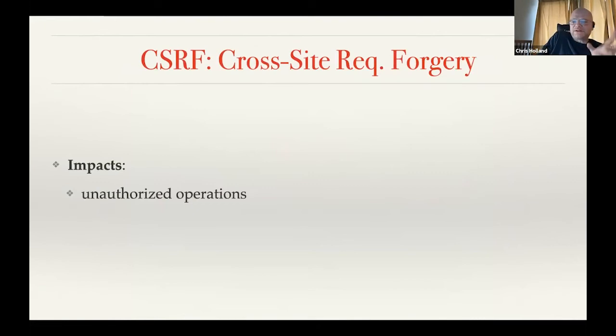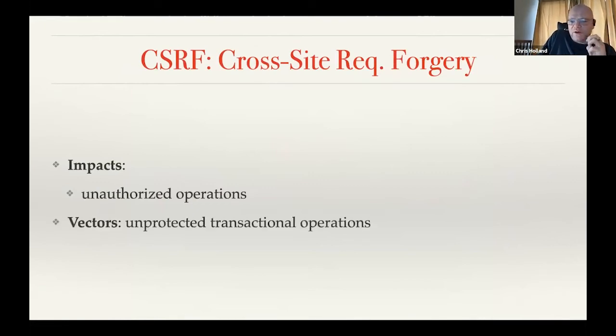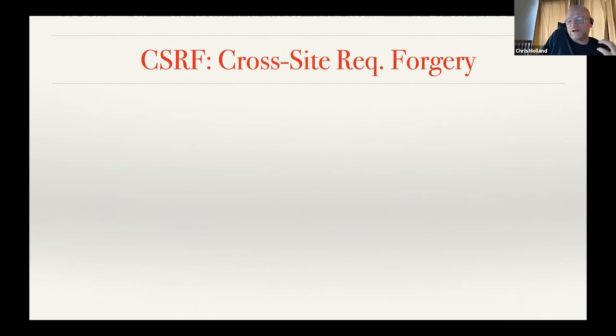The impact of cross-site request forgery is unauthorized operations, and the vector is unprotected transactional operations. So here's what it looks like. Let's say you are a web application, like a social bookmarking website, and you are called victimsite.com because you are going to be the victim.